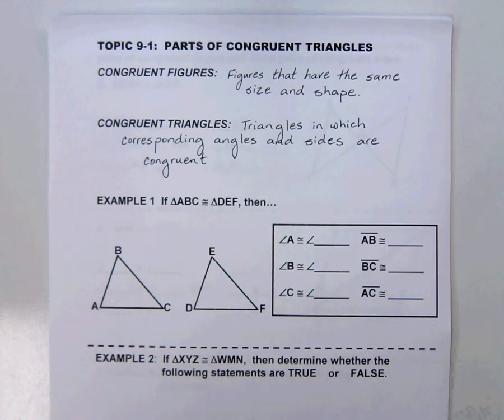Alright, this is topic 9.1, and we're starting a unit on congruent triangles. The definition of congruent figures: figures that have the same size and shape. Congruent triangles are triangles in which corresponding angles and sides are congruent.